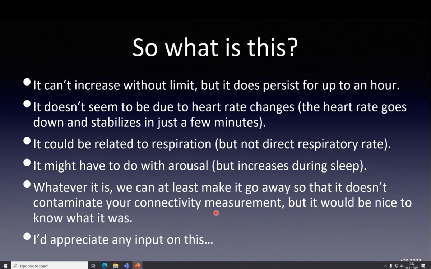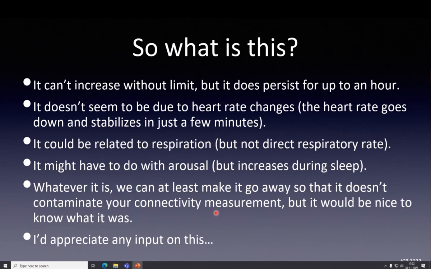I mean, it can't increase without limit, but it certainly seems to increase for 15 minutes. Persistent across an hour-long scan, it seems to just keep bumping up. It resets a little every time you change scans. It doesn't seem to be due to heart rate changes, because the heart rate we checked using PhysioPy, and the heart rate seems to come down in about 2 or 3 minutes and stabilize and stay there.